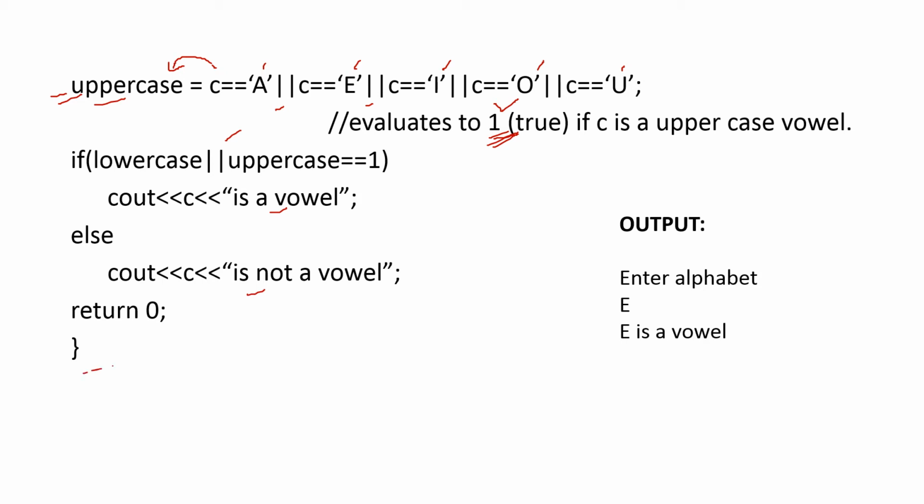Okay, here is the output. Enter alphabet. E is being entered, so we know that A, E, I, O, U, capital or small letters, are vowels. Here we have given a capital letter, so the answer will come as E is a vowel. So this is the method.